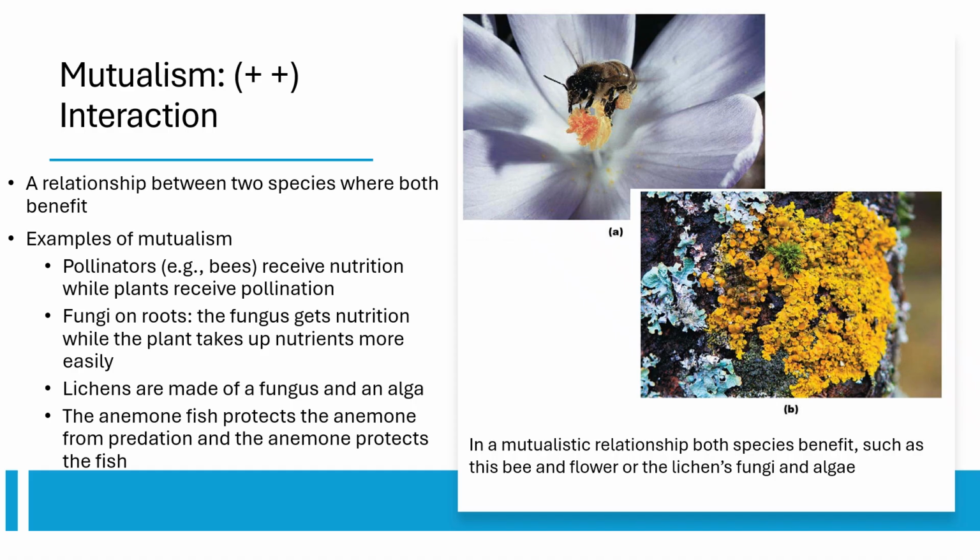the roots can provide some nutrition to the fungi as well. So they release exudate that the fungi can use. Lichen is an association between algae and fungi. Both organisms benefit from the interaction. The anemone fish is also an example. It protects the anemone from predation, while the anemone also protects the fish from predation.